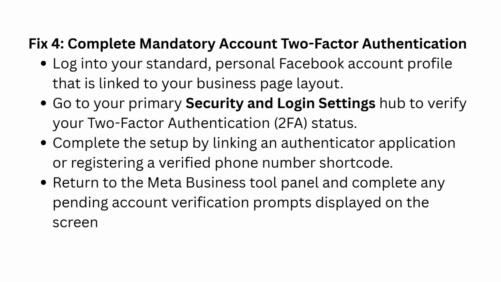Fix 4. Complete mandatory account two-factor authentication. Log into your standard personal Facebook account profile that is linked to your business page layout. Go to your primary security and page settings hub to verify your two-factor authentication status. Complete the setup by linking an authenticator application or registering a verified phone number shortcut. Return to the Meta Business Tool panel and complete any pending account verification prompts displayed on the screen.